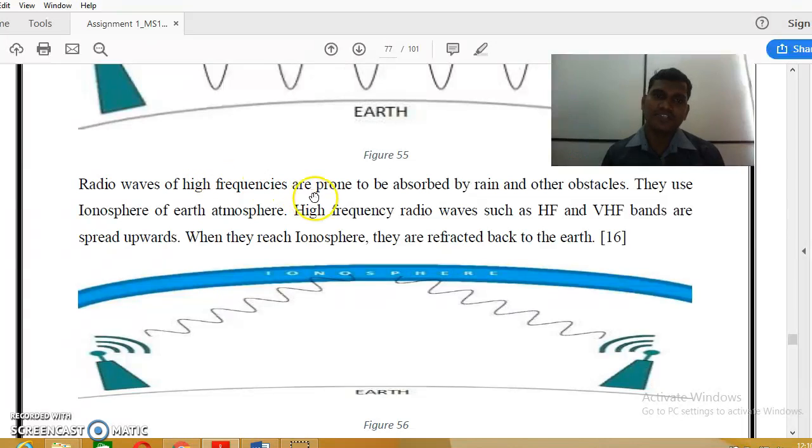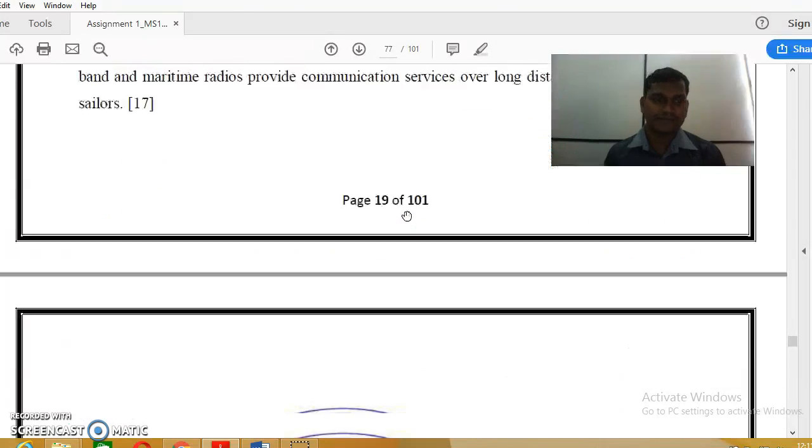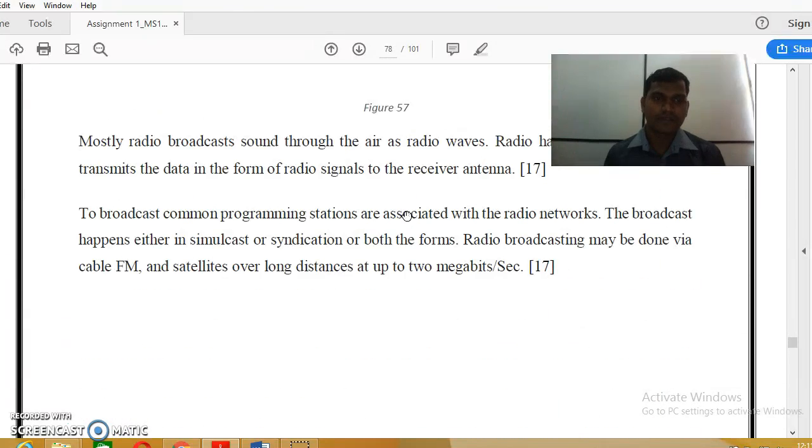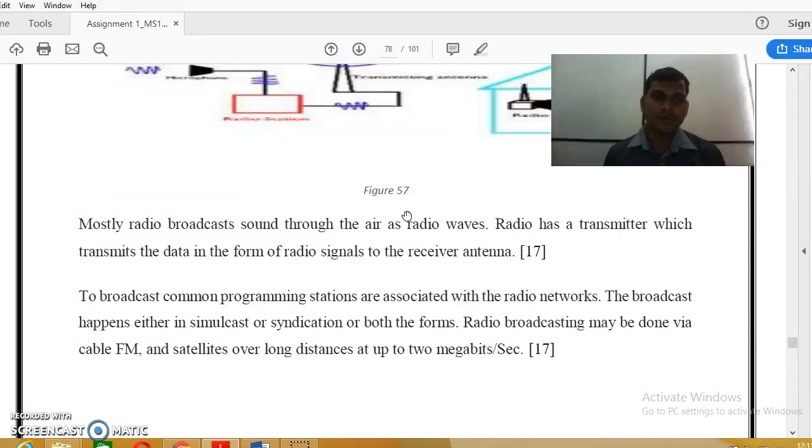High frequency radio waves are absorbed by rain and other obstructions. They use the ionosphere of the Earth's atmosphere for high frequency radio waves. Mostly radio broadcasts are sent through the air as radio waves. Radio is a transmitter which transmits the data in the form of radio signals to the receiver antenna.